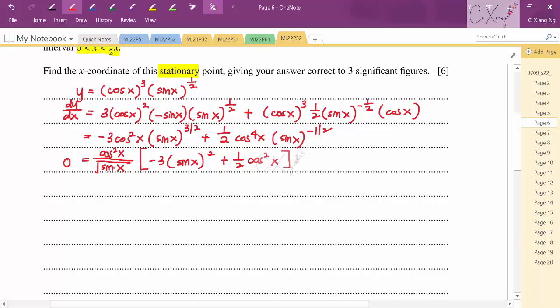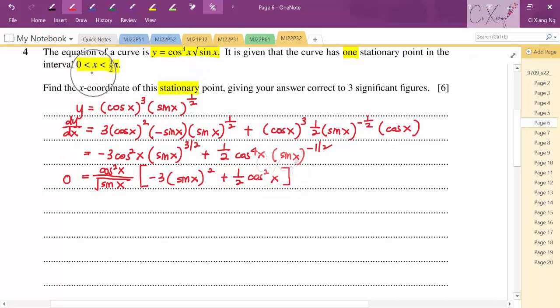For this part, if I try to solve for the value of x, I will realize that my answer does not belong to the range from 0 until pi over 2, because you can see that no equal sign is included. If I try to solve this equation, I might get a value 0, where 0 is not included. So I ignore this part. So I will focus on this part of the equation to get a solution.